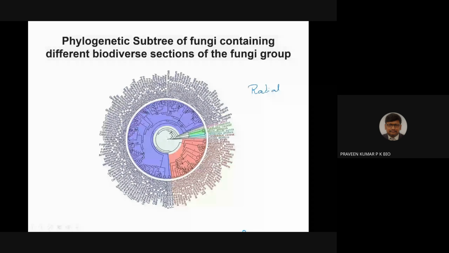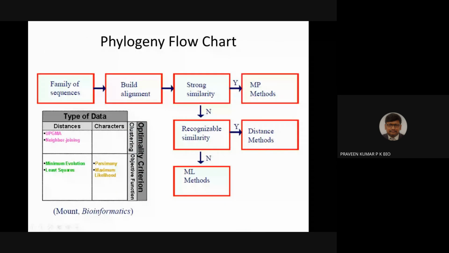Now, before stepping further, we can first step into this phylogeny flow chart. That is, what are the different methods of phylogenetic tree construction and how to select a method for construction of phylogenetic trees. For this, first we discuss the methods of phylogenetic tree construction. If you see the methods, the first method we see here is the character-based method.